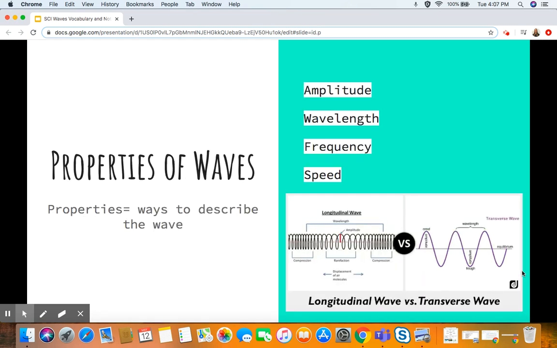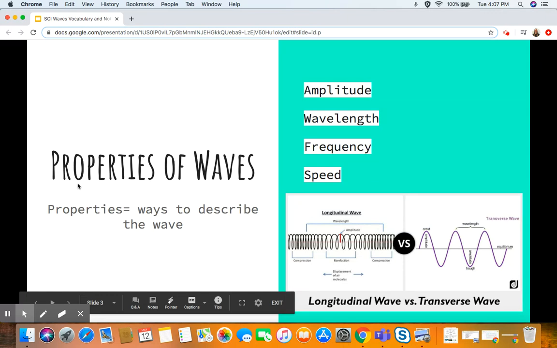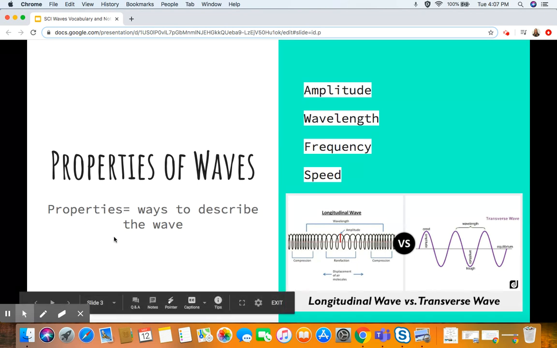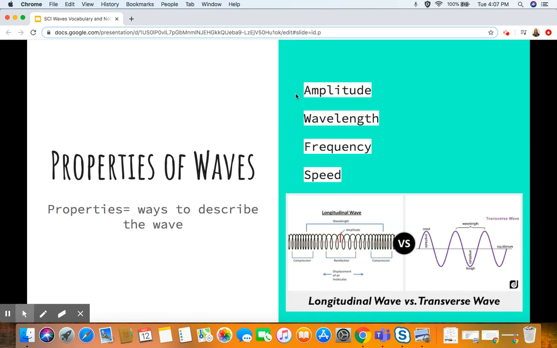So today we're talking about the different properties of a wave. Properties are the ways to describe the wave. Another word you can think about for property is characteristic. So like the characteristics of the wave. So how do we describe it? So there are 4 different properties that we talk about. So one of them is amplitude. Another is wavelength. Another is frequency. And the last one we're going to be talking about is speed.